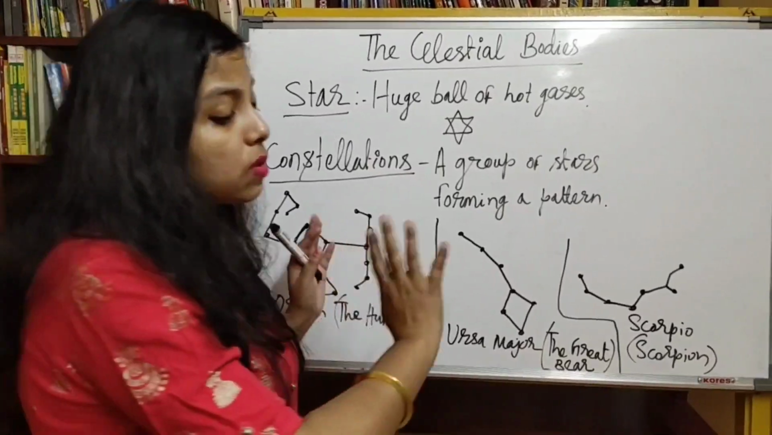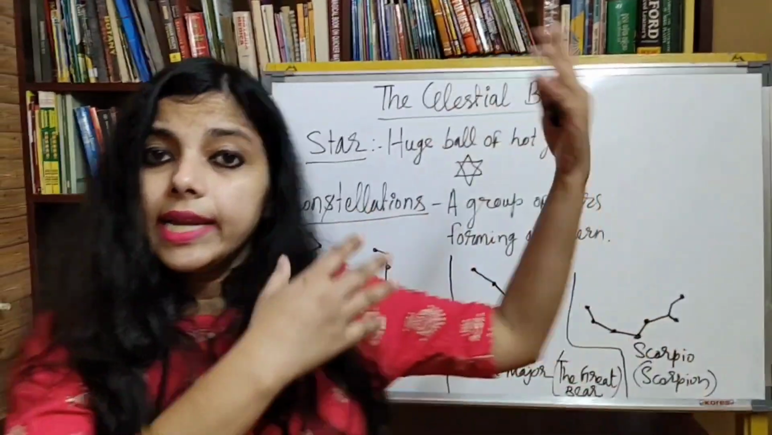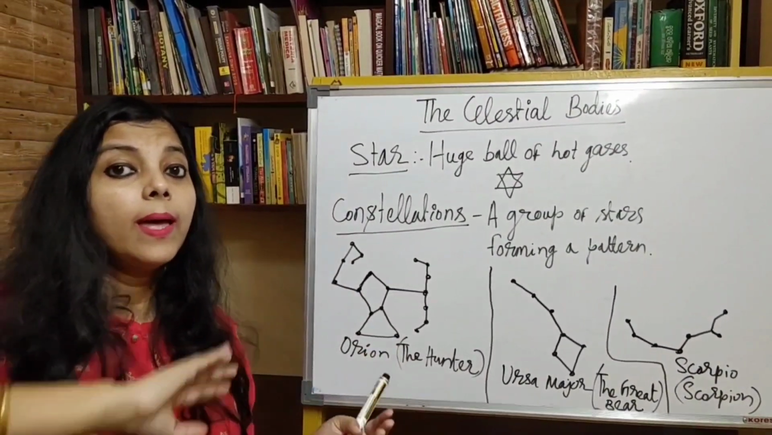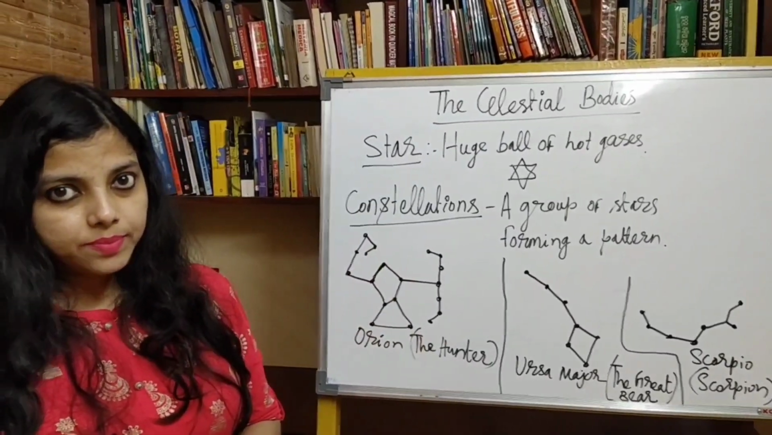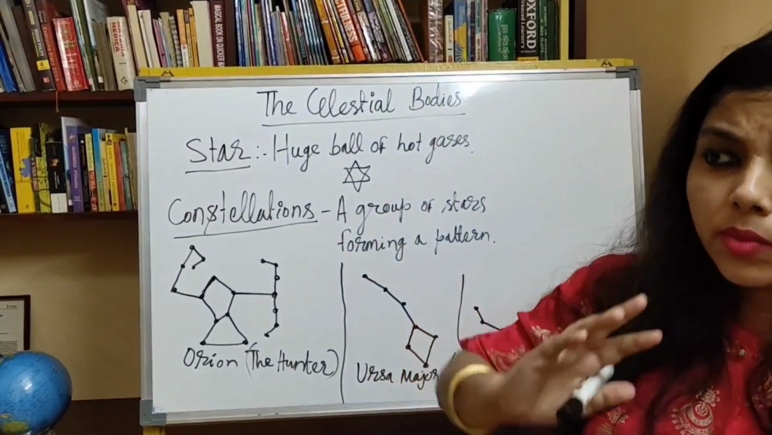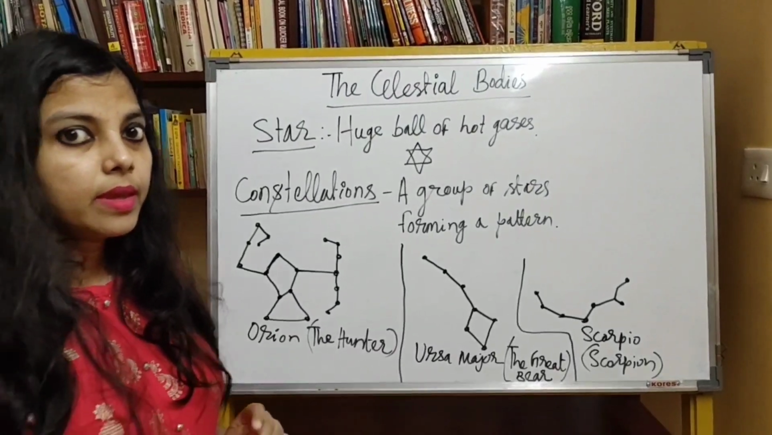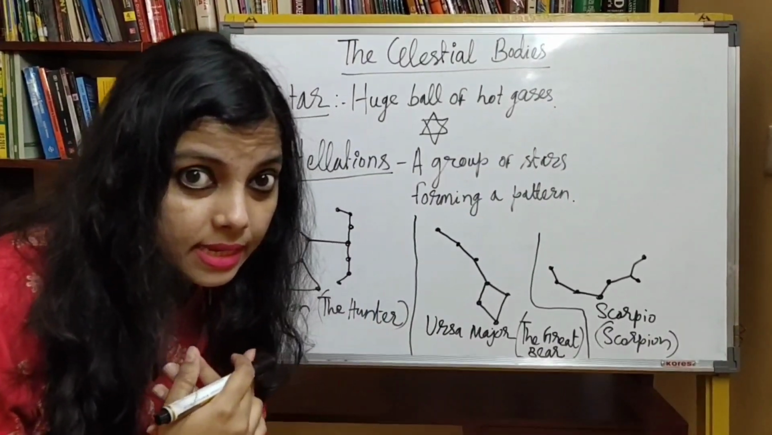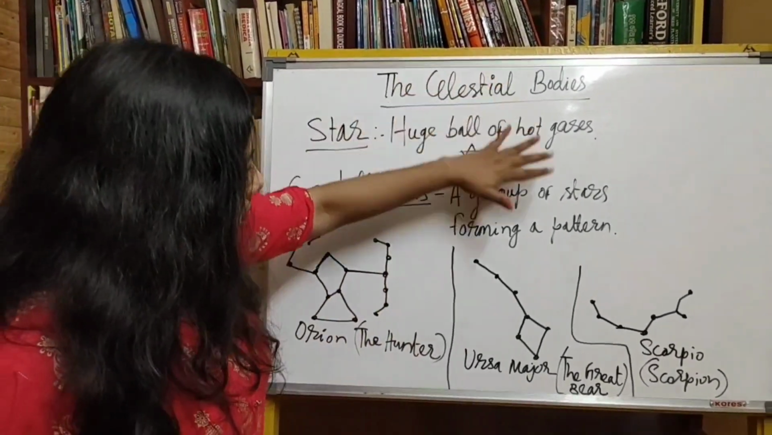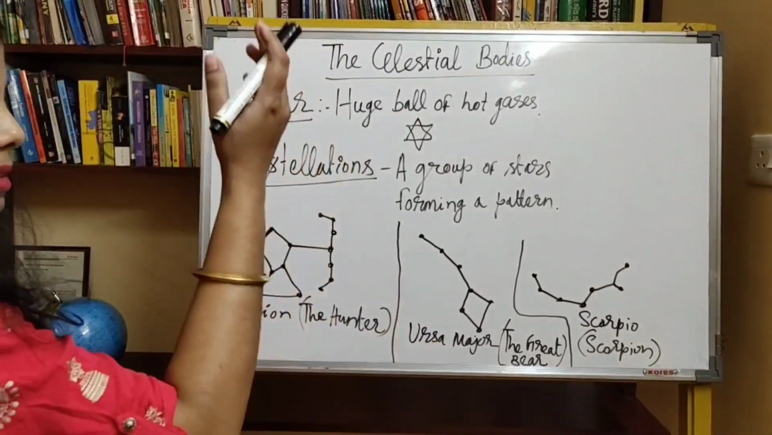All these constellations, our Earth, the Sun, its 8 planets, these all are part of the Milky Way galaxy. So our galaxy name is the Milky Way galaxy. There are billions of galaxies in space. But what is the name of our galaxy? It is the Milky Way galaxy. So these are all about the stars and how they form patterns, the constellations.